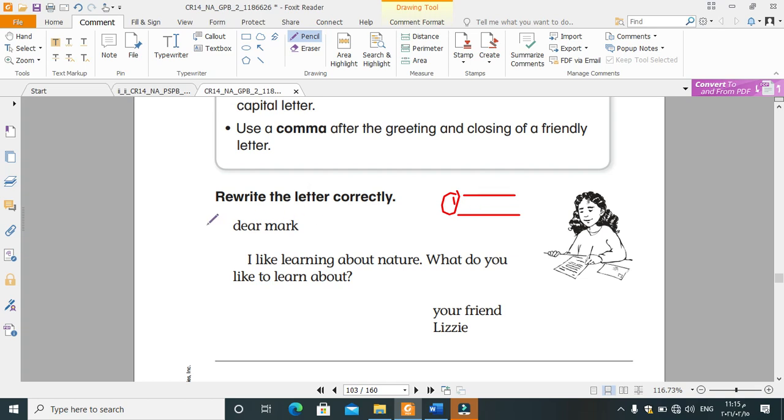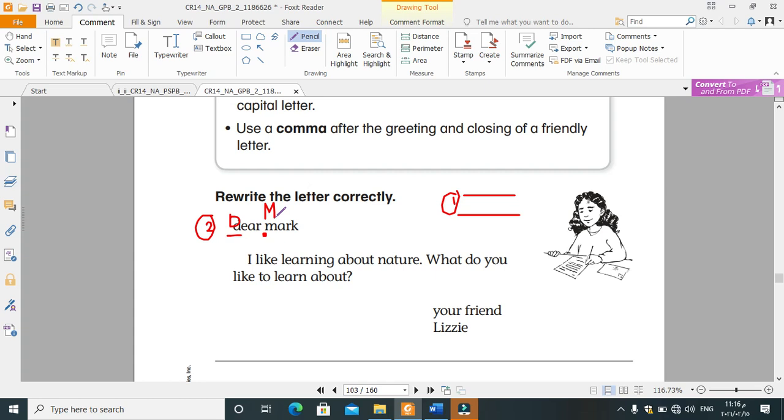Good. Number 2, you write the greeting. What does greeting mean? This means how to start your letter with the word dear. Dear Sarah, dear Mark, dear Philip, dear Lisa. So the first step, you have to start the first word with a capital letter, the word dear, and the name, of course, should be capital.